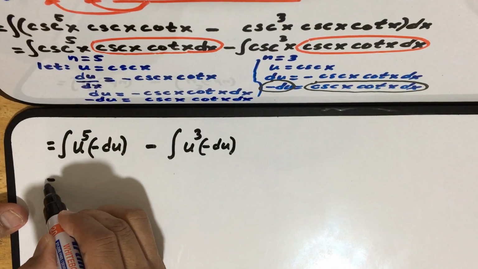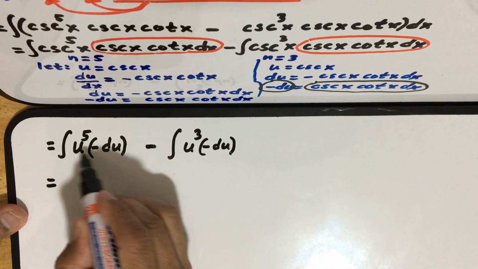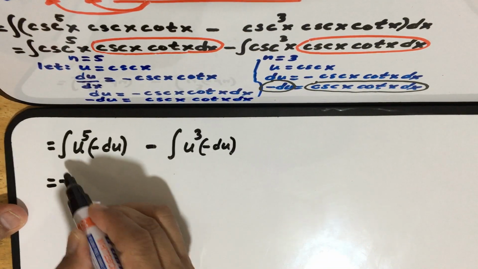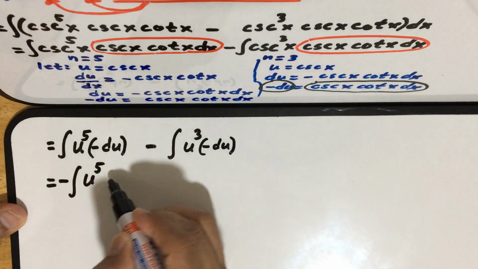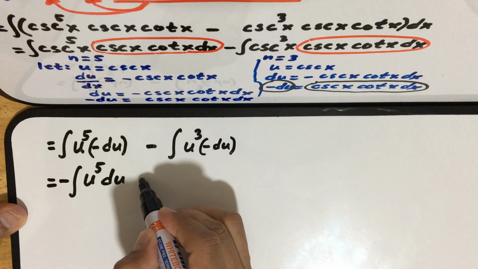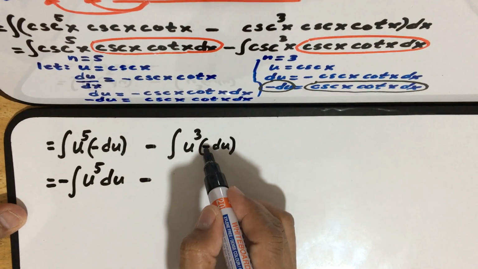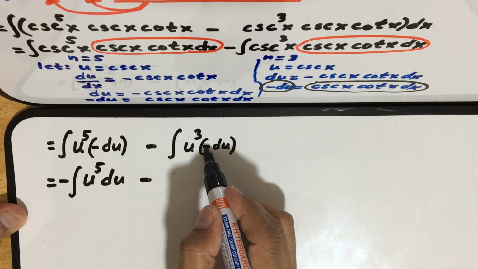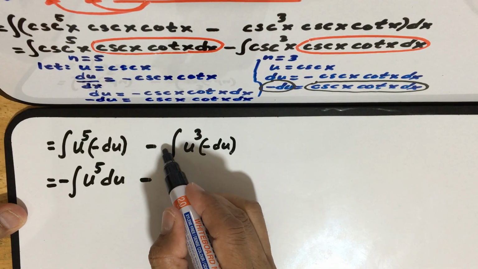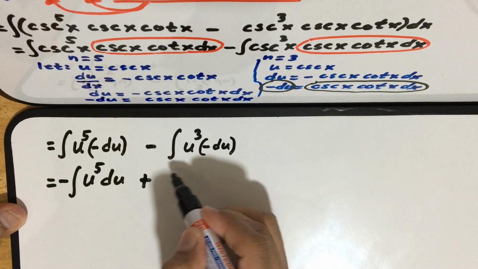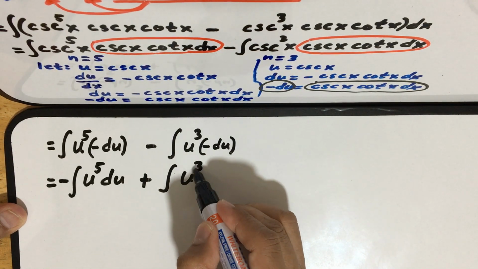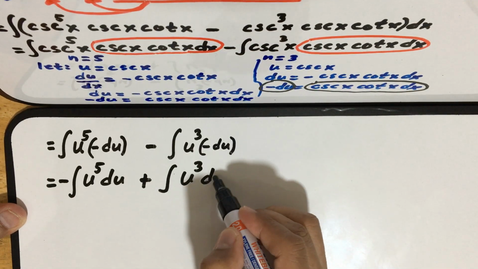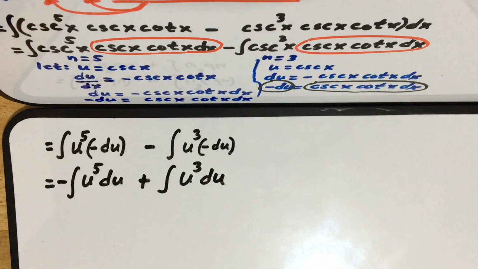Okay, and then rewriting it, this is negative, so positive times negative, so this will be negative. You can put the negative outside the integral. So you have integral of u to the fifth power times du, then minus, then you put the negative outside, so this becomes minus minus, that becomes plus, the integral of u to the third power times du. So that is now the resulting integral function.